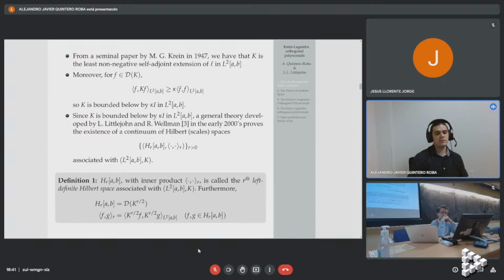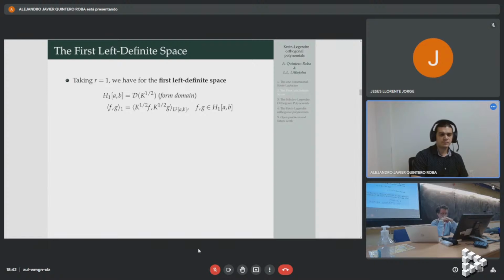Ahora, se tiene un continuo de estos espacios, o sea, R puede ser cualquier número real mayor que 0. Y el principal resultado es que H sub R en AB, en el intervalo, que lo vamos a definir como el dominio del operador K a la R partido 2, junto a la forma lineal FG, que está definida también de esta forma, es un espacio de Hilbert, que se va a llamar el espacio de Hilbert definido por izquierda.